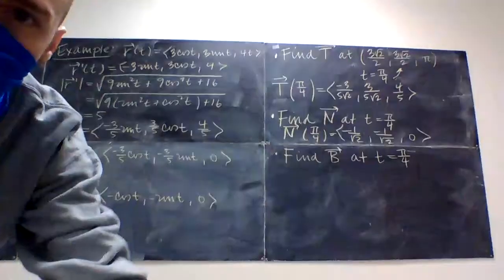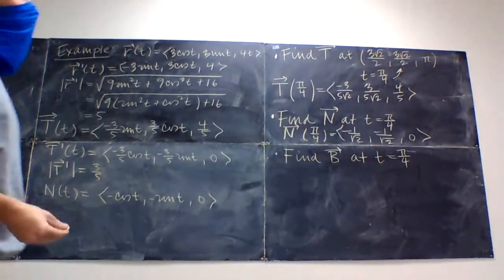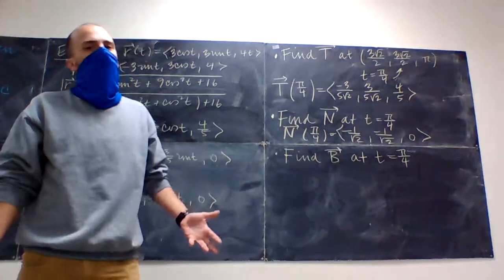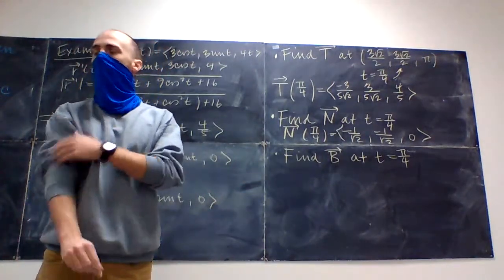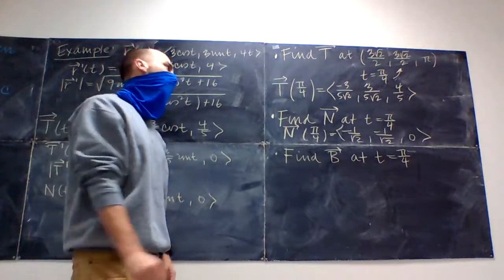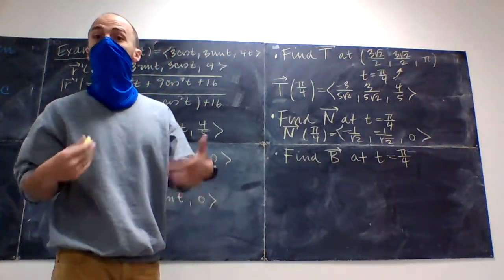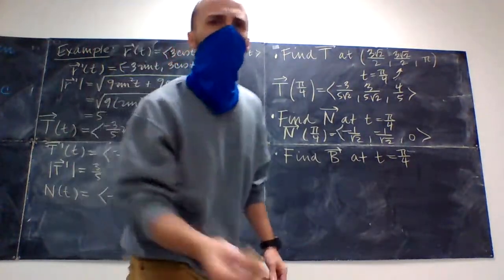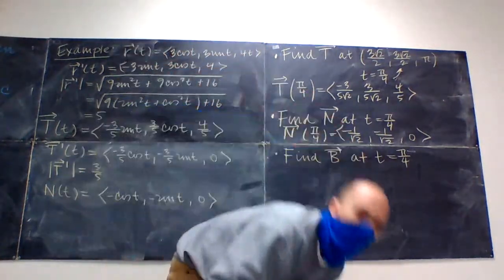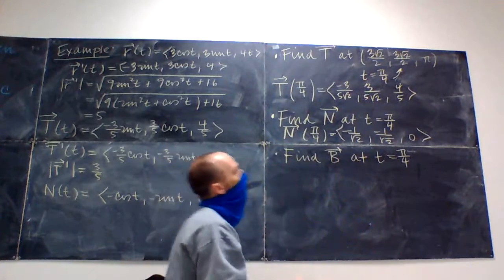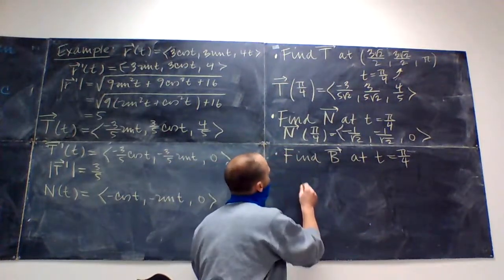Okay, now for the most part, you can cross T and N in general and get an expression for the binormal vector at any time t. But for now, I'm just going to find the binormal vector at a specific time value because it will be much quicker to compute. All right, so what I know is that B is equal to T crossed with N, right?